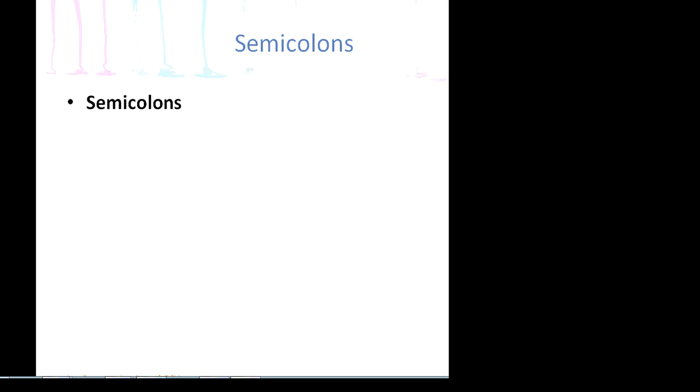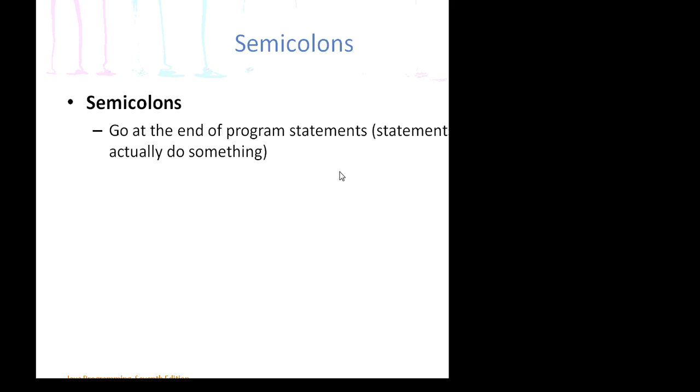Okay, the next thing on your notes is dealing with semicolons. Semicolons are critical because if you don't have a semicolon where it belongs, you'll get a syntax error. Or if you put it where it shouldn't go, you will also get a syntax error. It goes at the end of program statements, statements that actually do something. For right now, the only thing that we have that does something specifically are print statements. Later on, we'll have things like declaring variables. Those will need semicolons because they do something specific.